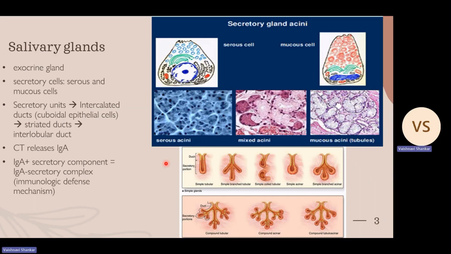Salivary glands. They are exocrine glands, and the main functions of salivary glands are to wet and lubricate ingested food, initiate the digestion of carbohydrates and lipids with amylase and lipase, and secrete protective bacteriostatic substances such as IgA and lysozyme. There are three pairs of large salivary glands: parotid, submandibular, and sublingual. There are two major kinds of secretory cell: serous and mucous cell.